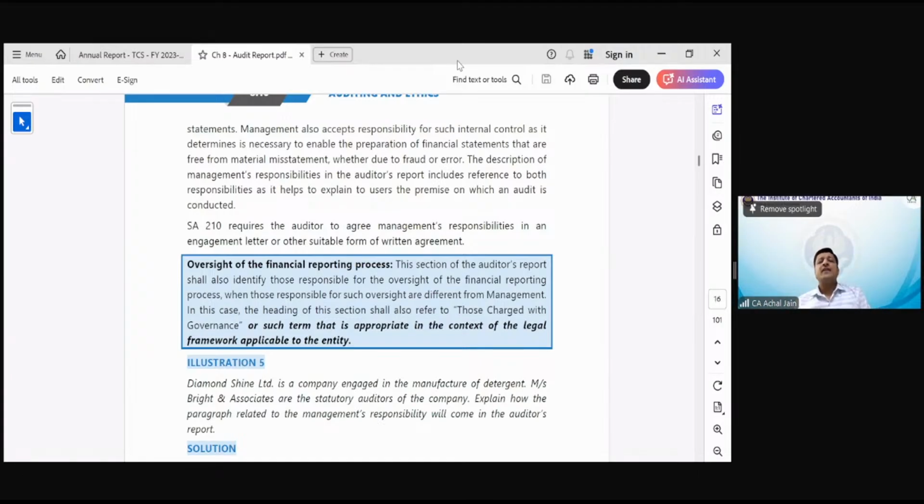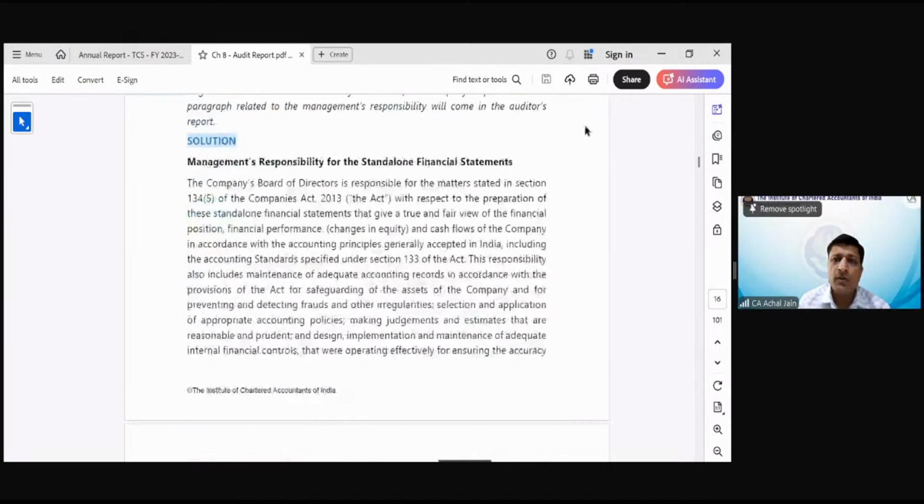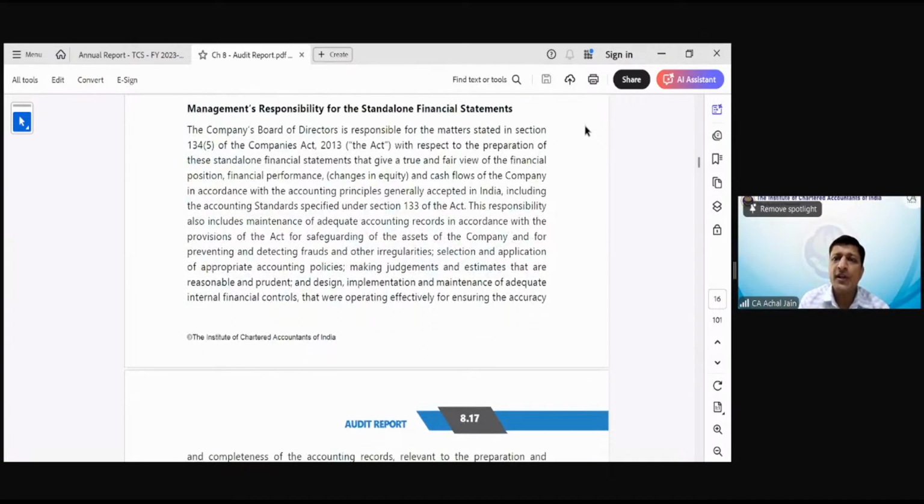Okay, so Shreya says that one will be about the preparation. Second will be about the design of internal controls and implementation of internal controls. So these are a couple of things. Any other thing that comes to your mind? So let's try to read through this. Okay, so now what all things will you include? Then Shreya says maintaining the accounting records. That's correct.